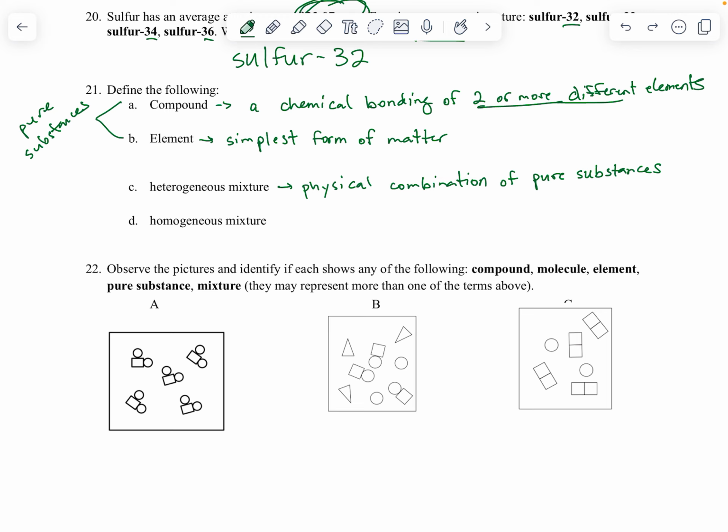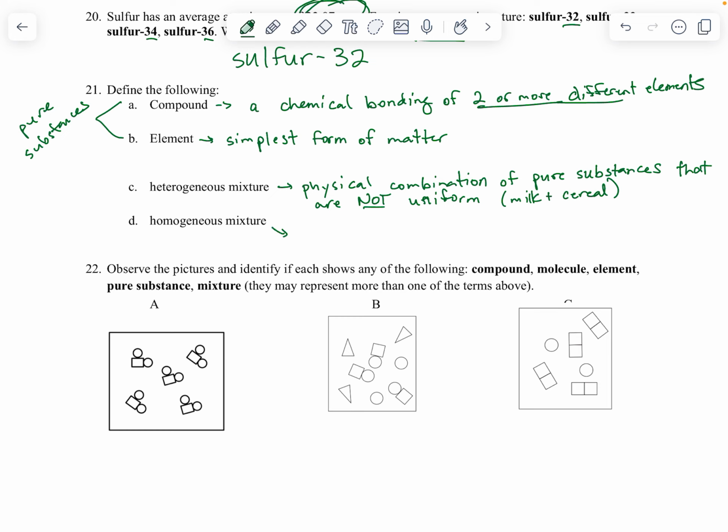But heterogeneous mixtures are non-uniform physical combinations of pure substances. All right, I'll do a quick example here. An easy one is milk and cereal, right? You can identify the different parts of that. They're both in the same space, mixed together, but they are identifiable.